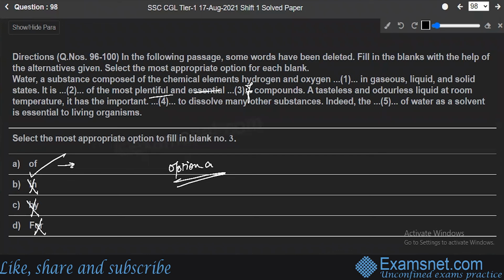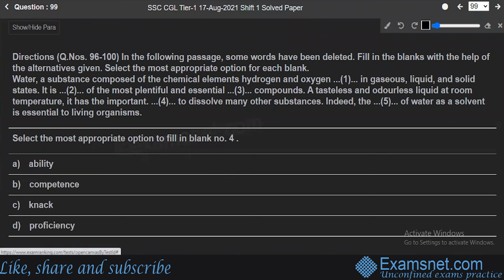Let's move to the next one, 99. You have to fill in blank 4 now. Let's read it. A tasteless and odorless liquid at room temperature, it has important dash to dissolve many other substances. Ability, competence, knack, or proficiency, which is the correct one? See, the word ability means talent, right? When you have skill or proficiency in a particular area. The given passage is trying to express the fact that water has the skill to dissolve many other substances.